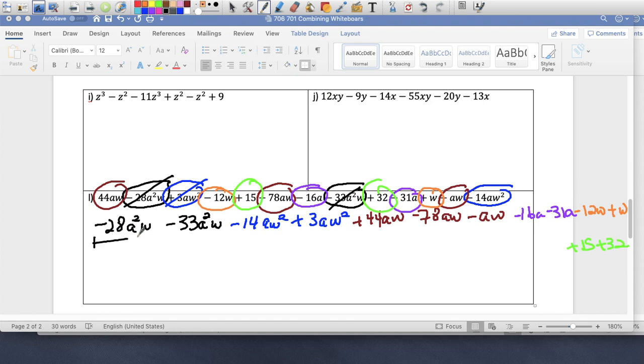So let's do these two guys first. Negative 28. So it's going to be something A squared W. So let's take out the number. Negative 28 minus 33. It's going to become negative 28 plus negative 33. They're both negative, so it's going to be negative 61AW. In blue, it's negative 14 plus 3. Who's going to win? The negatives. Why? They have more. How many more? Negative 11AW squared. That's done.